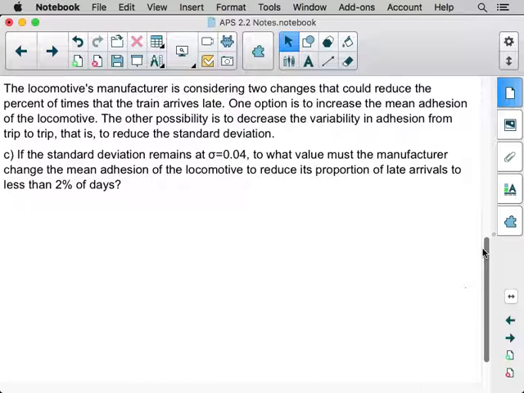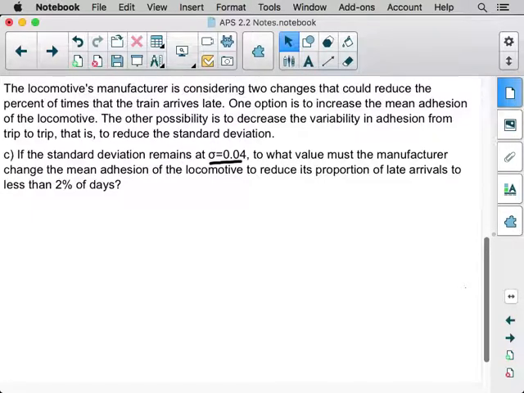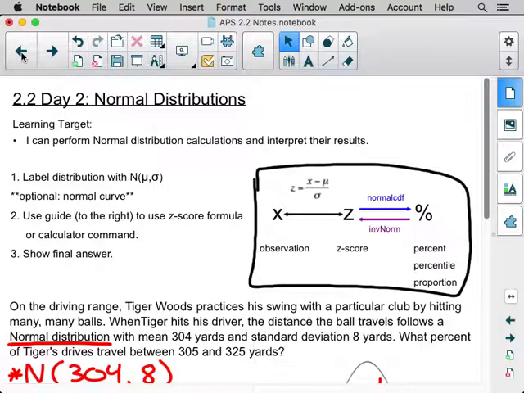So what they're saying here is, let's say that the standard deviation remains at 0.04. Let's say that that's fixed, okay? What value do we need to change the mean to so it arrives less than 2% of the time late? So we're trying to reduce from 5% down to 2%, okay? So we're starting with a percentage this time, aren't we? We're starting with a percentage, and we're trying to figure out how we have to adjust our mean to make that happen.